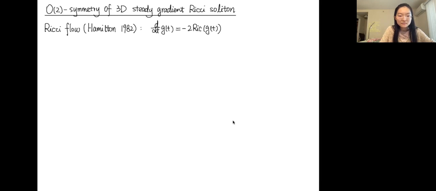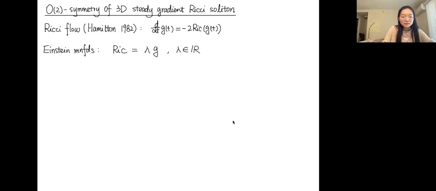And so we want to see how this Ricci flow behaves on constant curvature manifolds. And more generally, we want to see how this flows on Einstein manifolds. So Einstein manifolds are Riemannian manifolds satisfying this equation: Ricci equals lambda times the metric, where lambda is a real number. And so we can compute directly to check that if you define a family of metrics g_t in the following way.